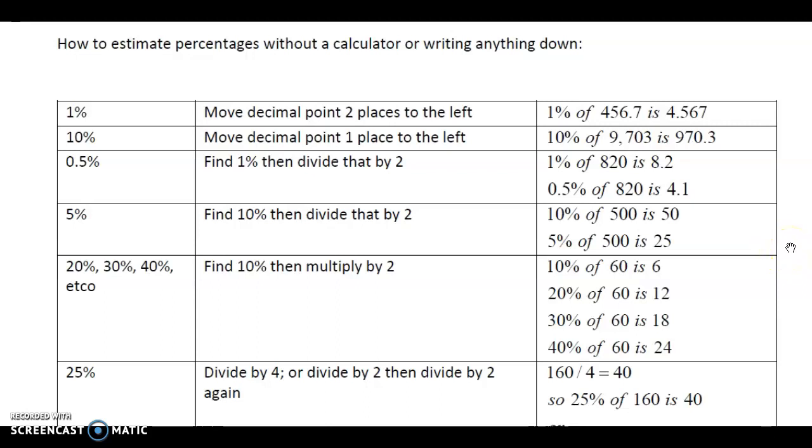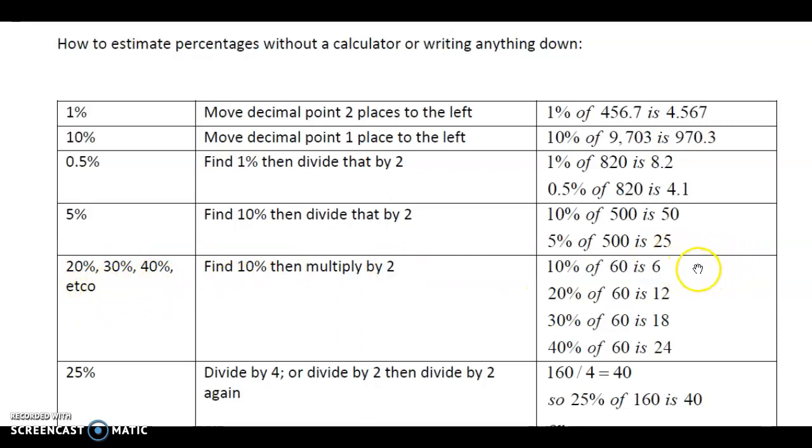And you could do something similar for any multiple of 10%, like 20%, 30%, 40%, etc. I shouldn't have multiplied by 2 here, but this is just for 20%, for example. So if I wanted to do 20%, I could find 10% and then multiply it by 2. If I wanted to find 30%, I would multiply by 3. 40%, I would multiply by 4. So this number changes depending on what percentage you're looking for. Just notice I have a little typo there as well.